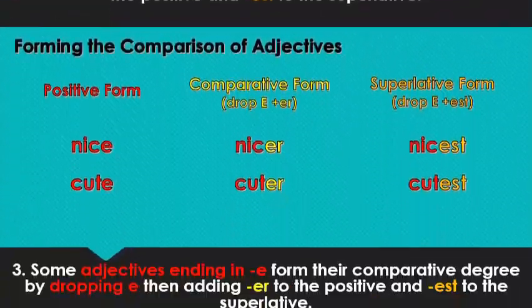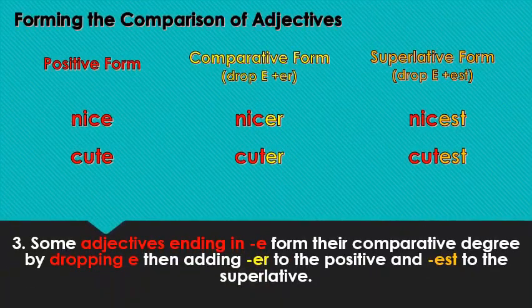Let's. Number 3. Some adjectives ending in e form their comparative degree by dropping e, then adding er to the positive and est to the superlative. Let's have these examples. First, the word.